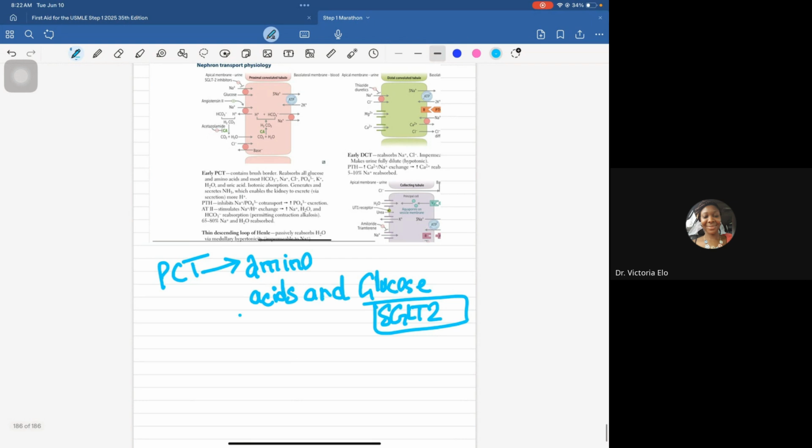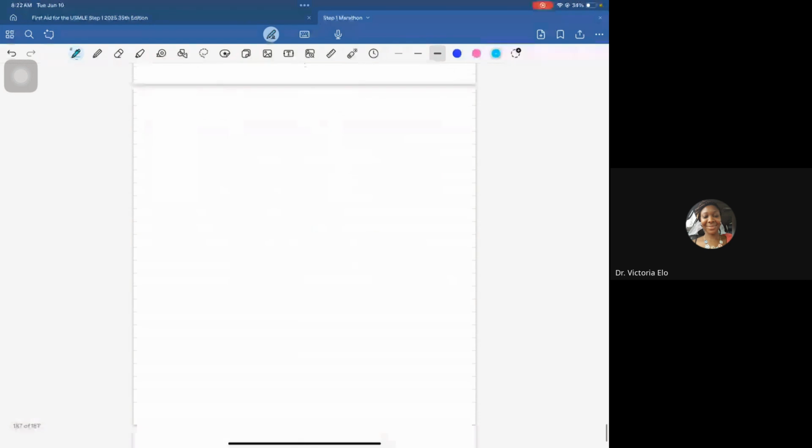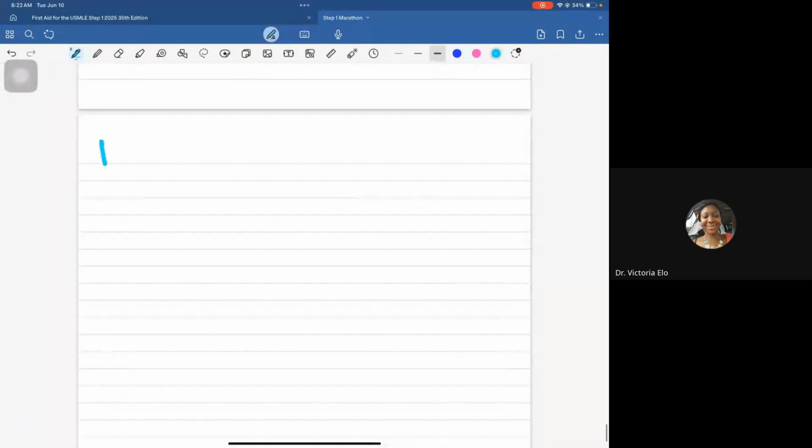Second thing is that these are going to absorb almost all of the amino acids that are present here, right? Third thing is that there is going to be a transporter here that is going to absorb sodium along with bicarbonate, right?